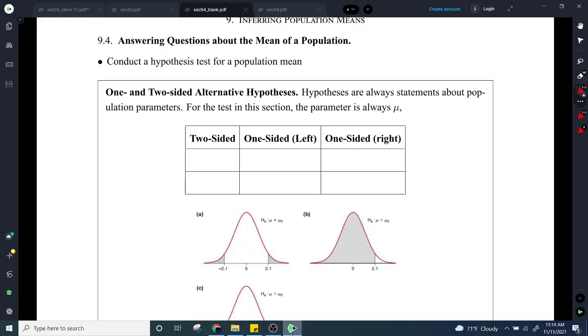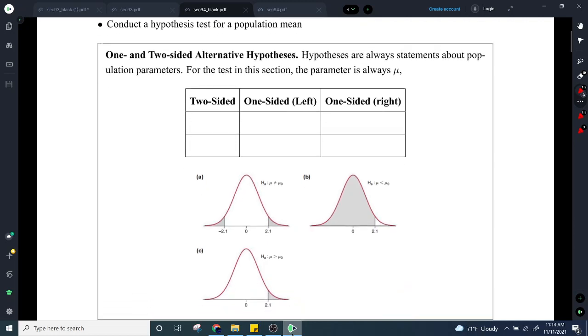All right, we've come to our last lesson this semester, and we're looking at hypothesis testing again. So same concept, same everything general that we did back in chapter 8, but now we're looking at hypothesis testing at estimating population means, or using it to make predictions about population means rather than proportions.